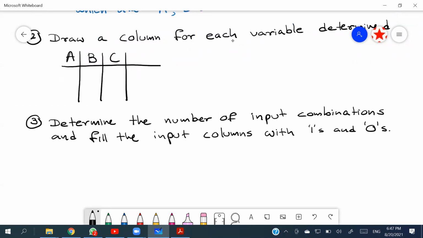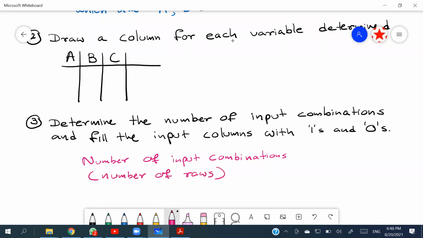To determine how many input combinations there are, there is a special equation, a very simple one. The number of input combinations, in other words the number of rows in the table, equals 2 to the power of the number of inputs.